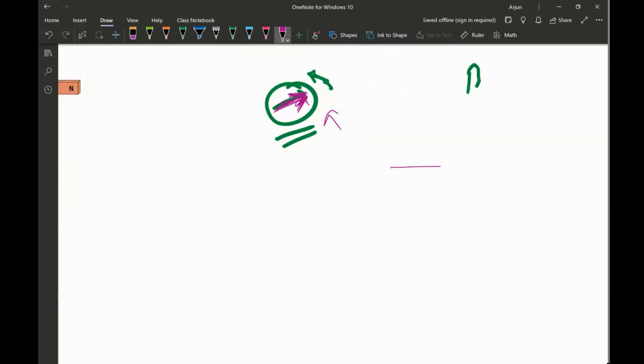So let's say this is a wire in which electrons are flowing, and this is the positive end of the wire, and this is the negative end of the wire. The smaller end is always the negative end.